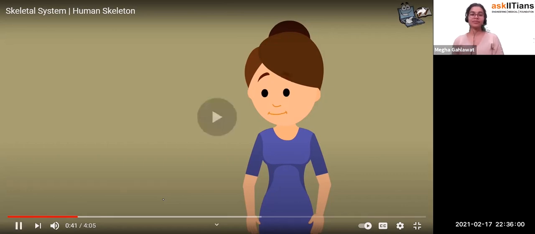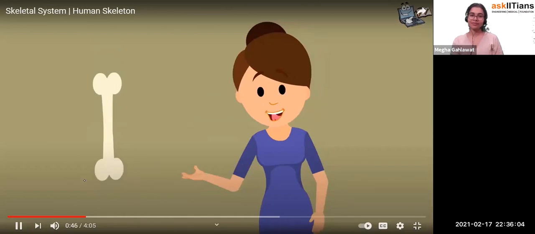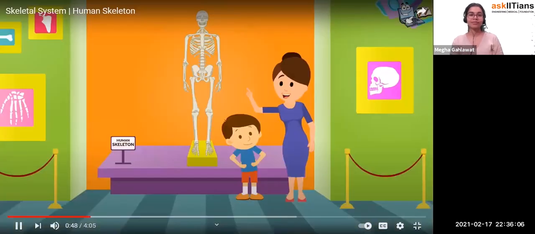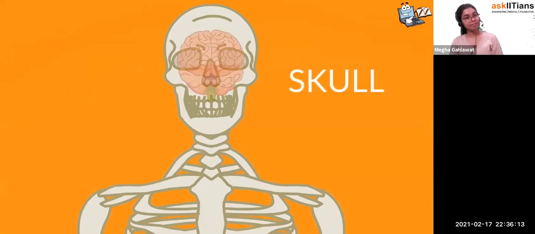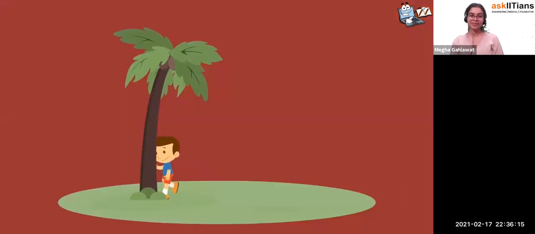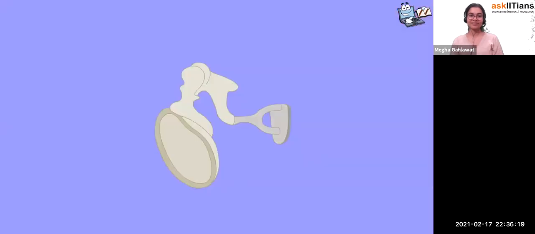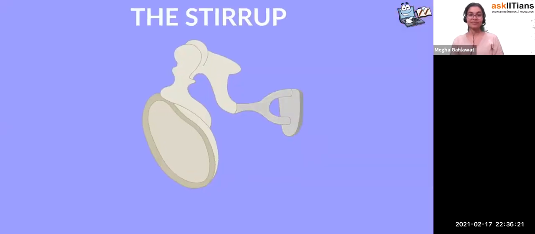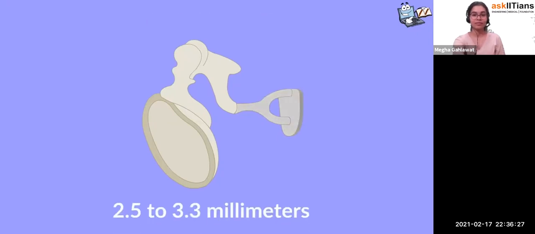Some smaller bones combine together and thus form bigger bones. Now look closely here. This is our skull. It carries our brain and also supports our face. It protects the brain from knocks and bumps. We have a very small bone in our ears, the stirrup. It is the smallest bone of our body, about 2.5 to 3.3 millimeters.